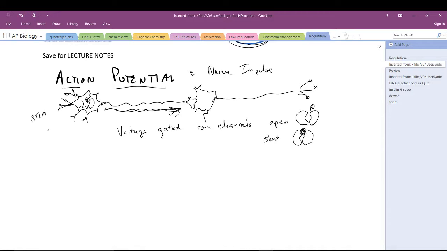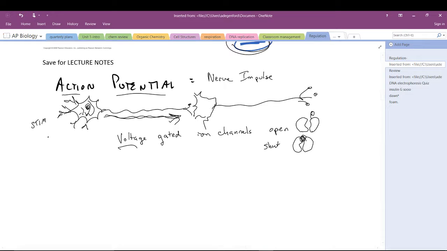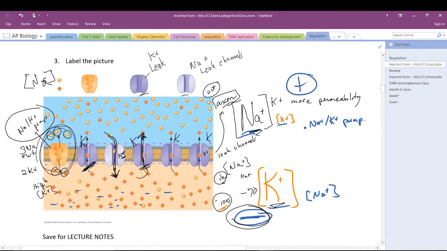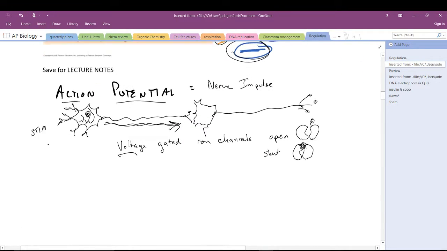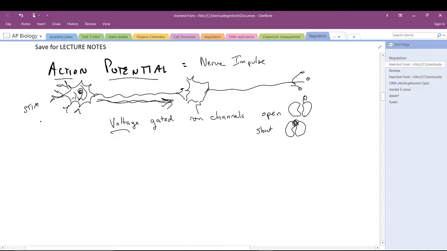What dictates whether or not it's open or closed is what voltage it is. So that's going to be a key, because if it hits a certain voltage, those ion channels open up. Normally they're closed. So if we were to scooch back for a second, in this picture we talked about the sodium-potassium pump, the leak channels for potassium, the leak channels for sodium, but we didn't have the full picture. Now we're going to see voltage-gated ion channels.